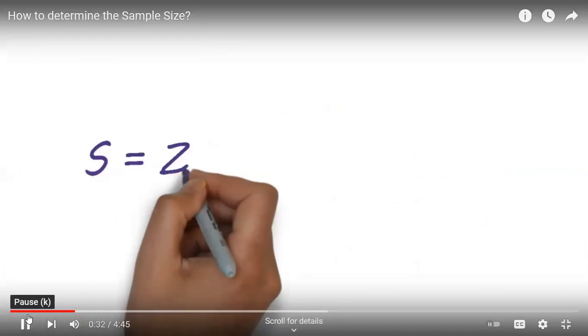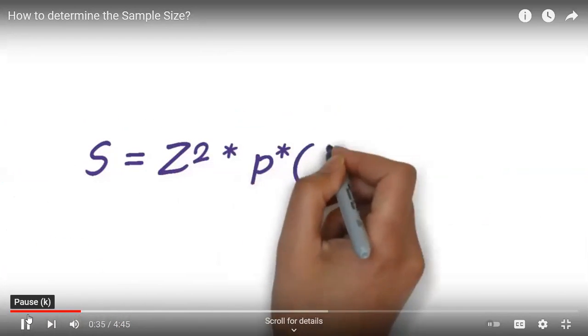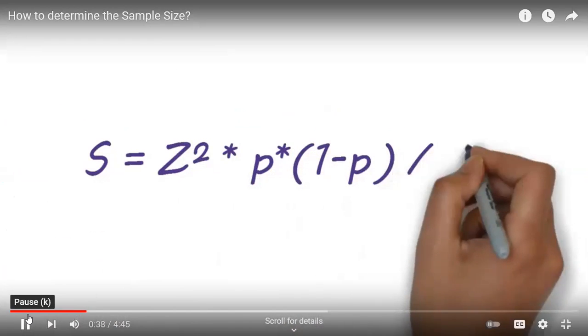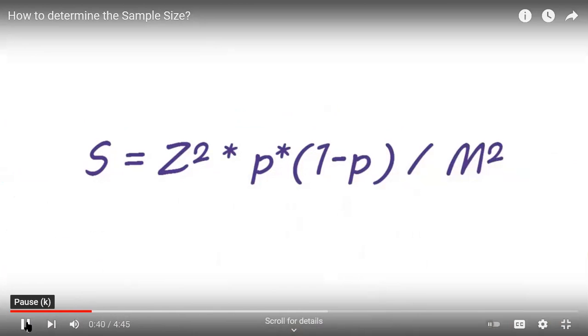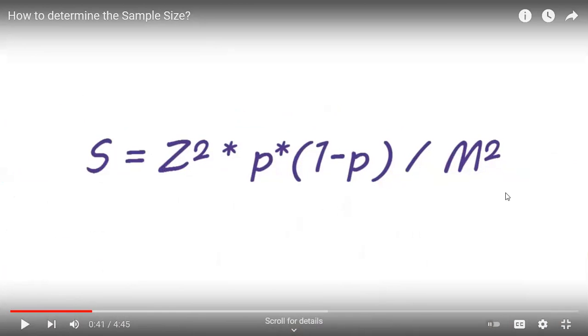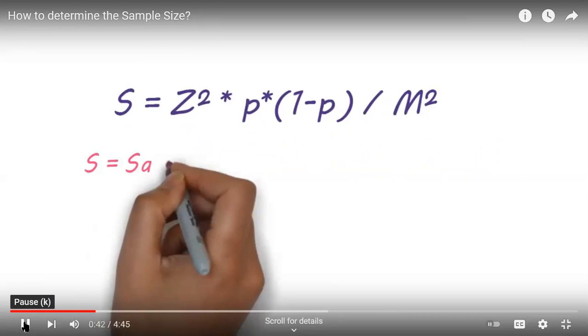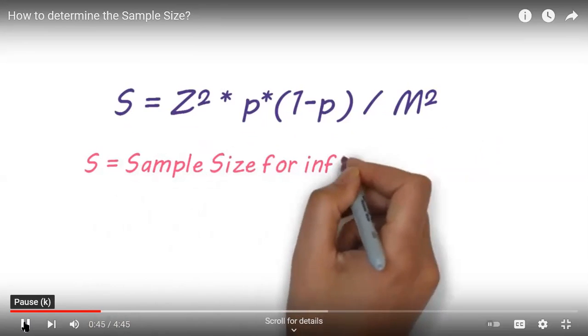Now, this is a formula which we use to calculate sample size for infinity population. Yes, it is the one for an infinite population. There isn't N, the population size, in these parameters. The M is the margin of error, the Z is the Z score, and everything is the same as we have just seen. S is the sample size for infinity population.